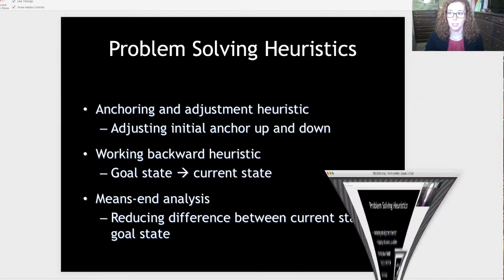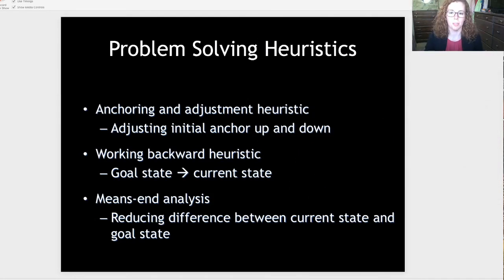Okay, so let's talk a little bit more about some of those problem-solving heuristics. Remember, a heuristic is a quick rule of thumb that we engage in automatically to solve problems. So the three heuristics on this slide are the anchoring and adjustment heuristic, the working backwards heuristic, and the means-end analysis. So anchoring and adjustment is simply when you get locked onto a particular number or a value initially, and it changes the way you interpret the problem.